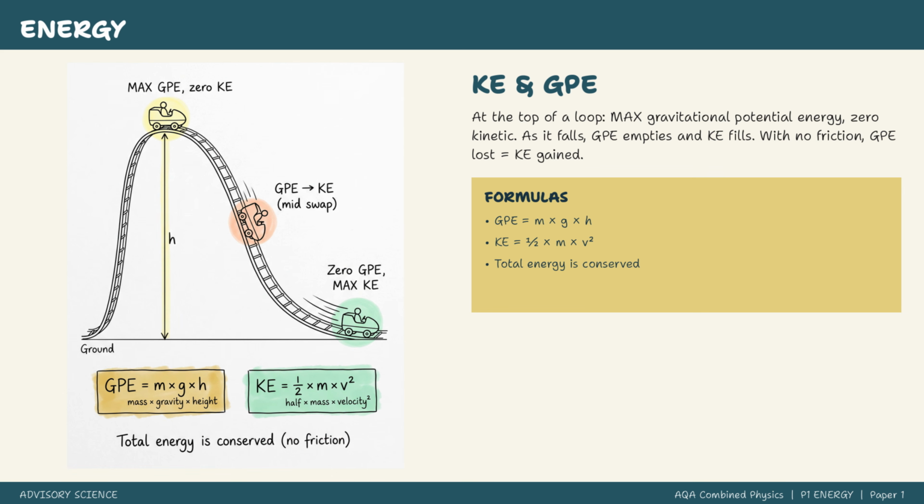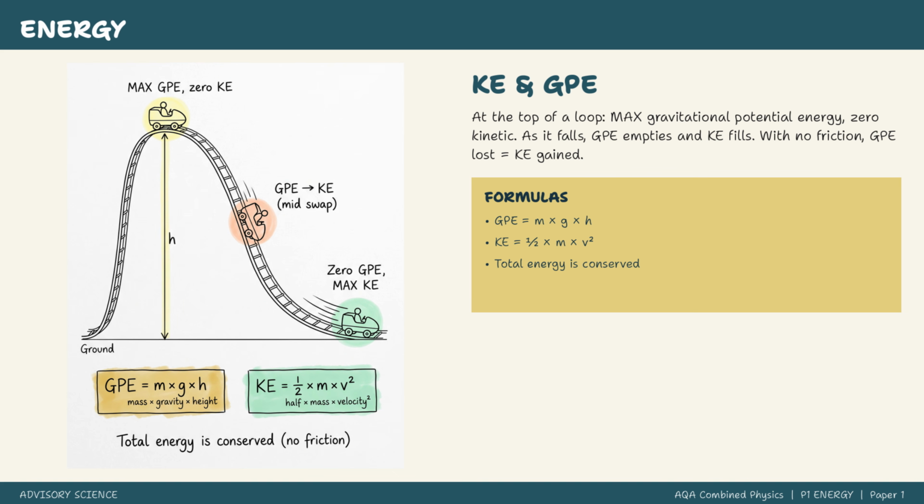Kinetic and potential energy calculations. What goes up must come down, and in physics, this means energy stores are constantly trading places. At the top of a roller coaster, there's maximum gravitational potential energy, but as it falls, that store empties and fills the kinetic energy store instead.